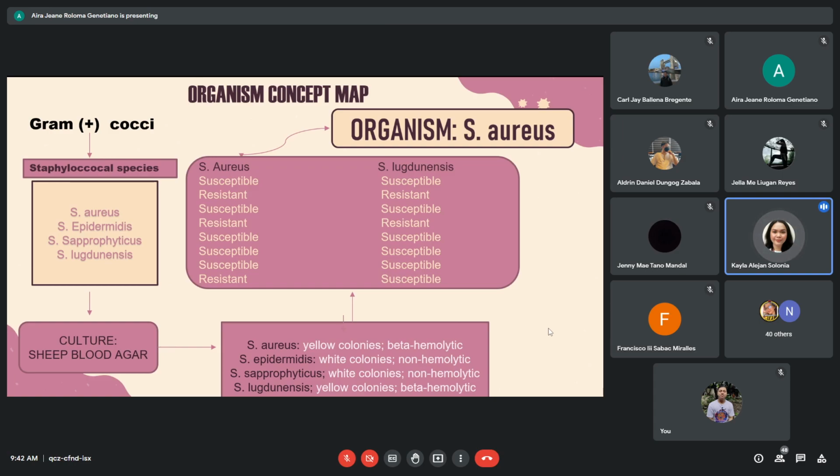S. aureus and S. lugdunensis have the same result in SBA. However, to differentiate S. aureus and S. lugdunensis, antibiotics were tested, in which the erythromycin antibiotic gave different results: S. aureus is resistant and S. lugdunensis is susceptible.